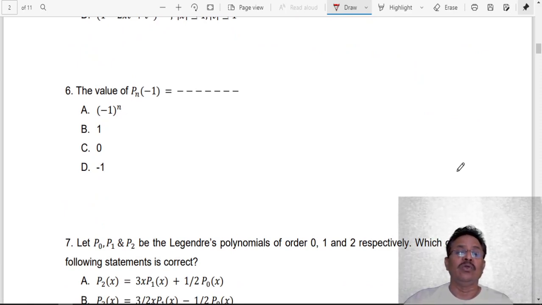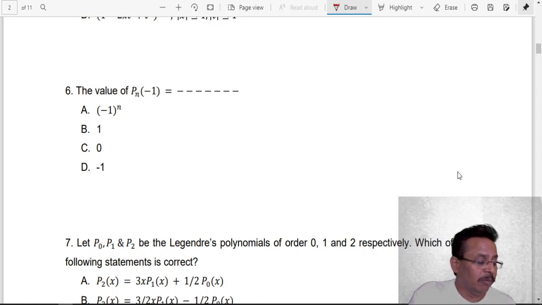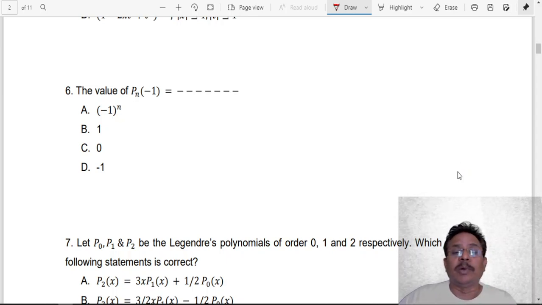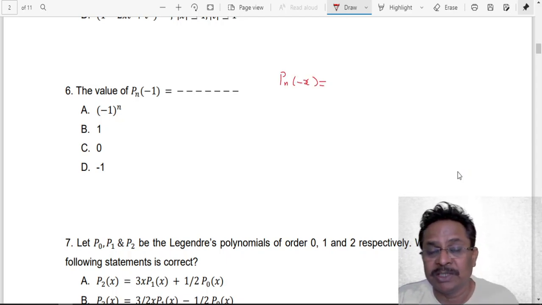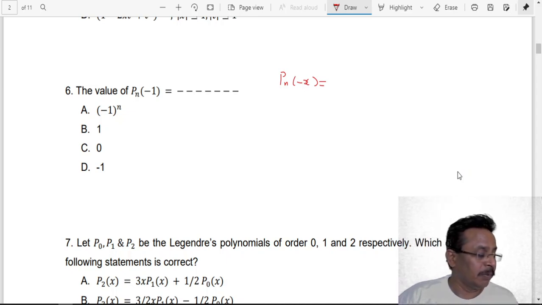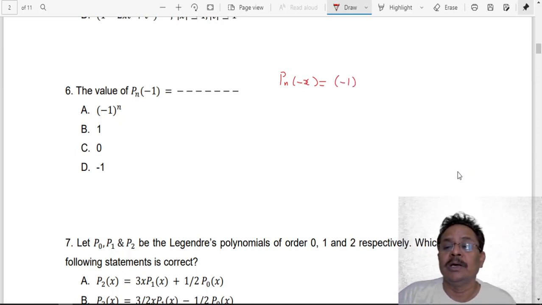Now get the value of Pn of minus 1. So how to get the value of Pn of minus 1? For that you have to remember one property of the Legendre function. This property is very simple. It is Pn of minus x, where I am replacing x by minus x, so we are changing the sign of x, and what happens to this? It is given by this property: minus 1 raised to n into Pn of x.